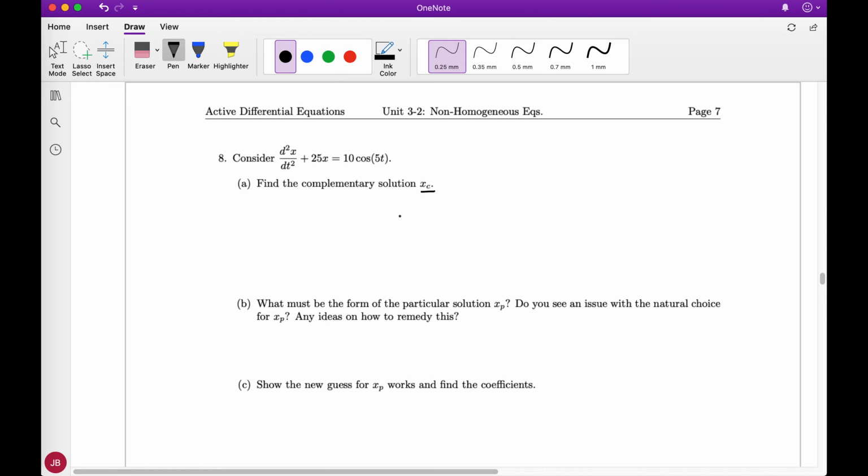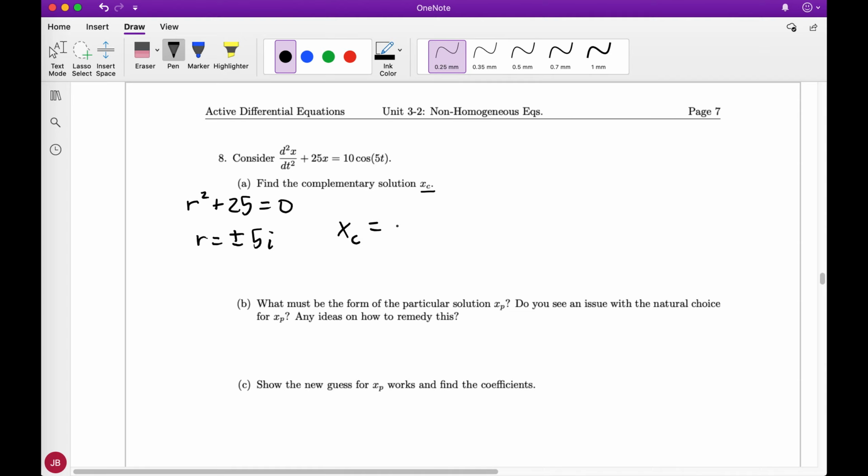First thing we're always going to do, as usual, is find the complementary solution. So the characteristic polynomial is r squared plus 25 equals 0, which says that r equals plus or minus 5i. So xc then has to be, well, its real part is 0, and then the imaginary part is 5.